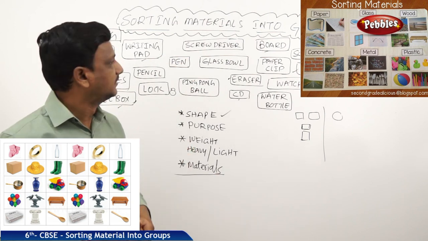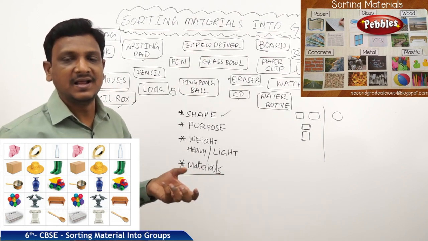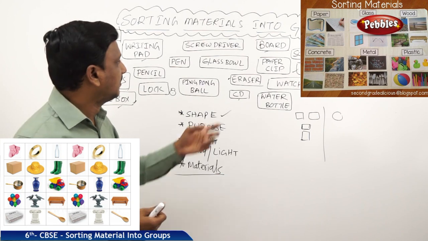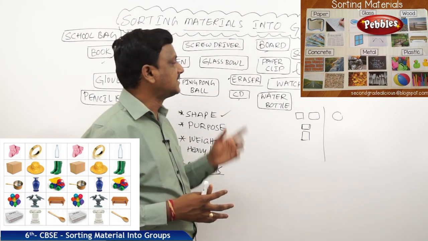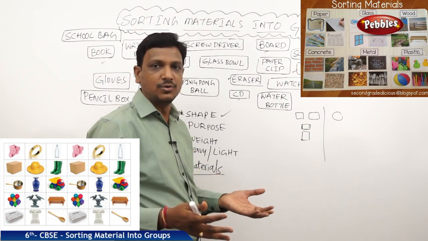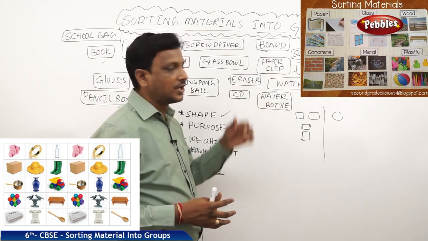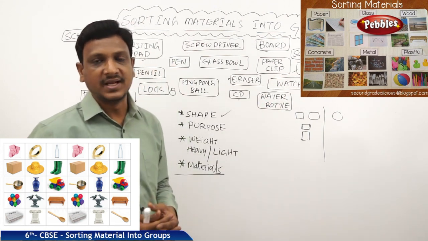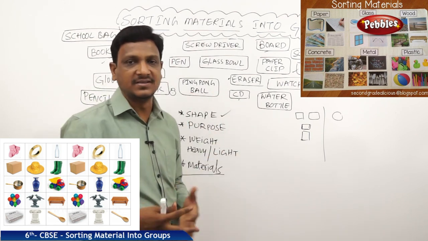Screwdriver, it is made up of a combination of steel as well as a plastic handle. And a board is made up of wood. Scissors is made up of a metal. Ruler is made up of either wood, wooden rulers are available, as well as plastic rulers. And a watch is made up of a plastic casing with a metal machine inside, and a water bottle is made out of plastic, either plastic or metal.